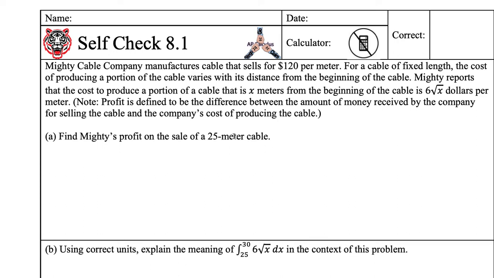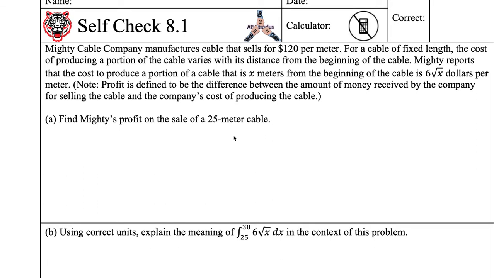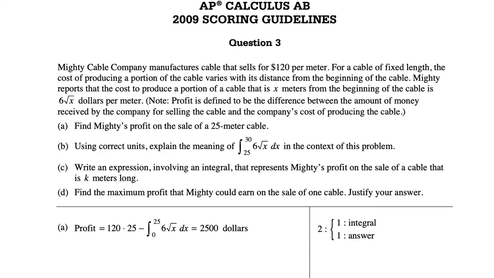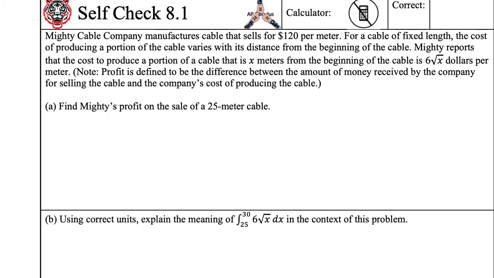All right, so this is AP Calculus Self-Check 8.1. We have the Mighty Cable Company, and you'll be seeing this from the 2009 normal scoring guide for question 3. It's version A, I guess, not version B. Let's go ahead and mark up what's going on.